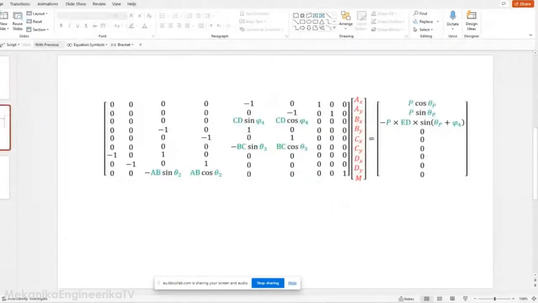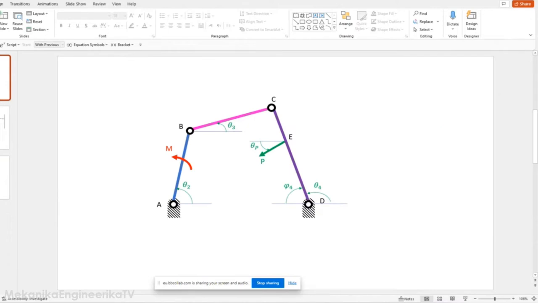So today we will try together to solve this matrix equation using the software MATLAB. We built this matrix equation together last Tuesday. It was related to this force analysis problem. We have a four-bar mechanism.